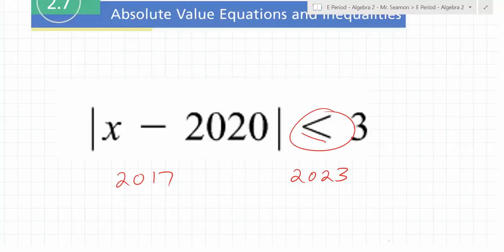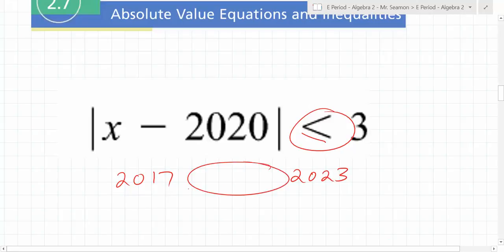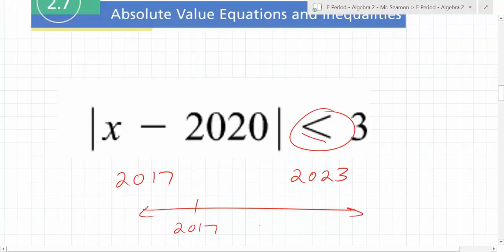So what about the numbers in between? Are those possible solutions? Yes. Sure. So if you were to graph this, what would it look like? It would go from 2017 all the way to 2023, and would it be closed or open dots? Closed, since I made it equal to, and then you would shade in between.